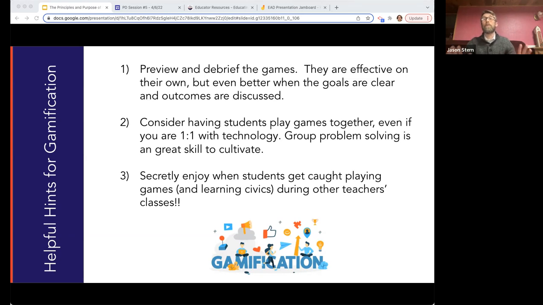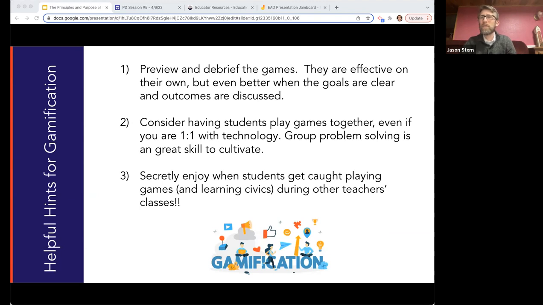And then also debriefing the games. That I think is the most important. Okay, you just did this. This student did that. This student did that. Well, how is your outcome different? Well, why'd you make the choices that you did? That's where the real learning comes in with these games.